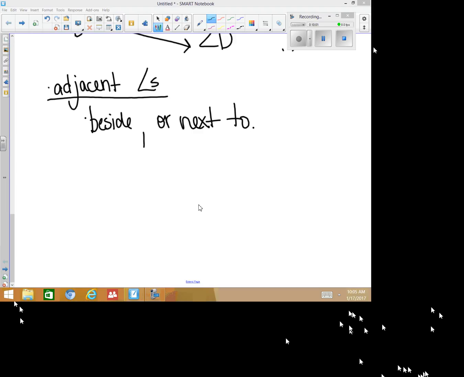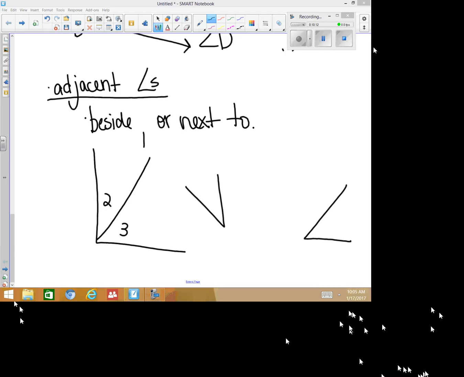Adjacent angles. Angle 2 and 3 are adjacent. They're right next to each other. Angle 4 and 5 are not adjacent. Parallel just means they run like this, next to each other, but they never cross. They never touch. Adjacent angles must share one side. See how they share that side right there? That's kind of their special feature.